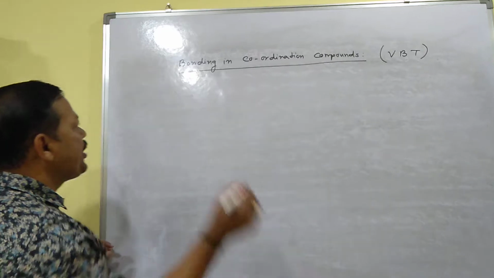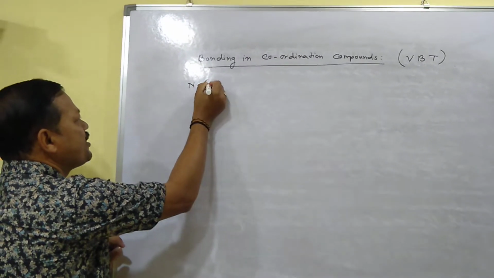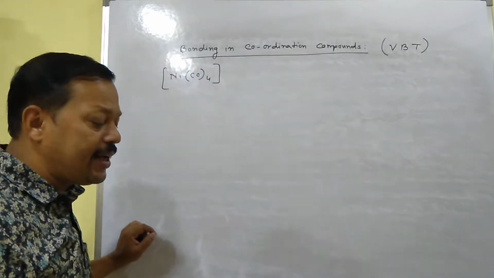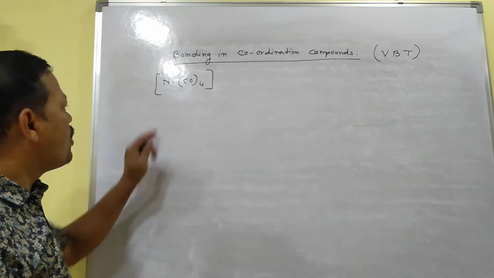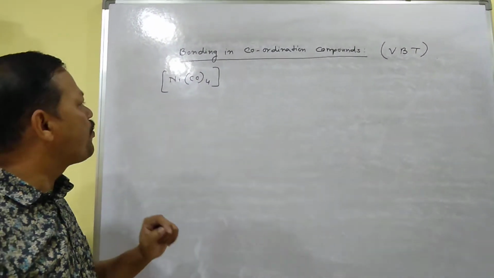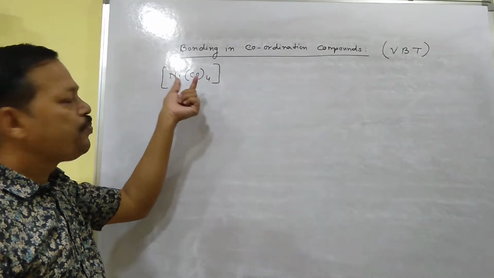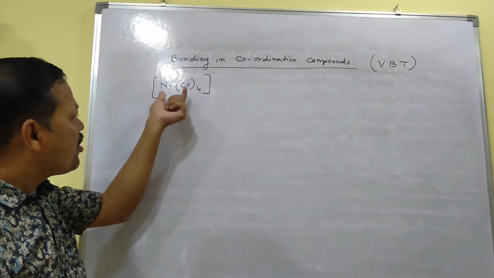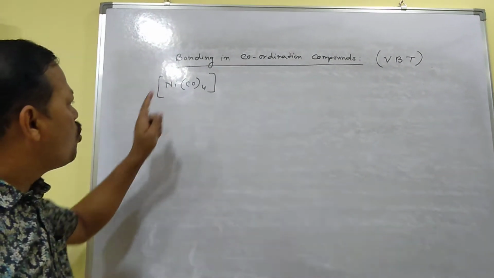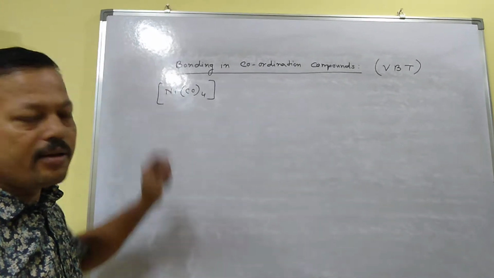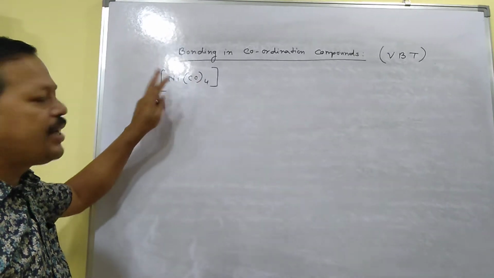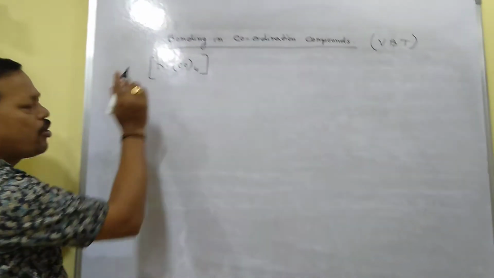So now, I'll take one example. Suppose Ni(CO)4. Its name is tetracarbonyl nickel. In this complex, if you want to find out the structure or the magnetic property, you can find out all these properties by considering the type of hybridization of nickel. So now I'll find out what type of hybridization is shown by the metal nickel. This is the complex Ni(CO)4, tetracarbonyl nickel(0). Here the oxidation number of nickel is 0.